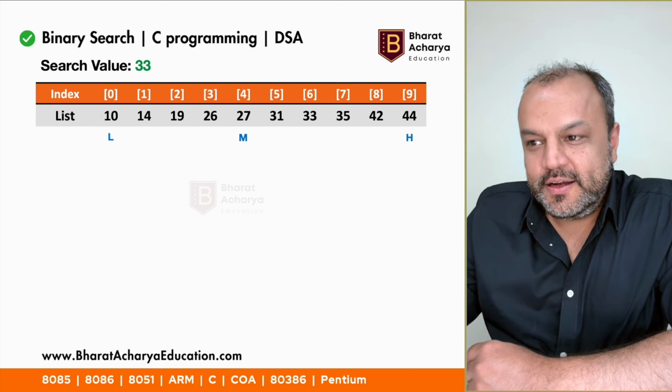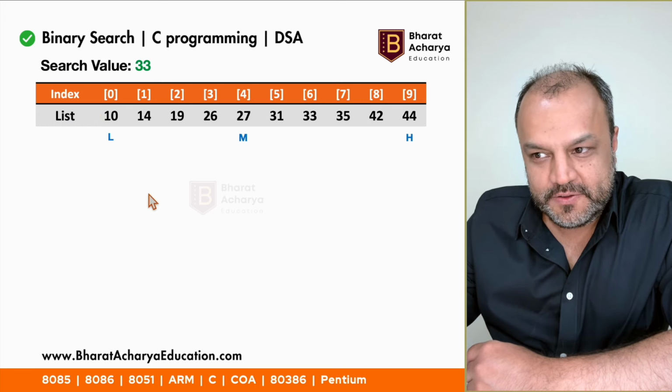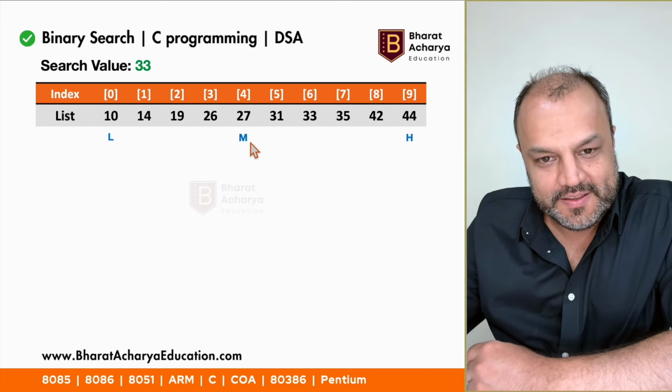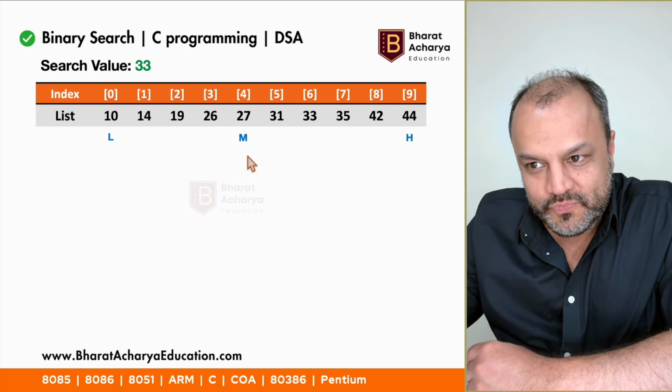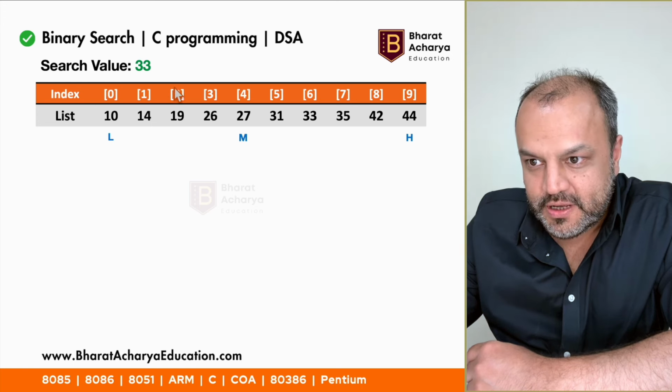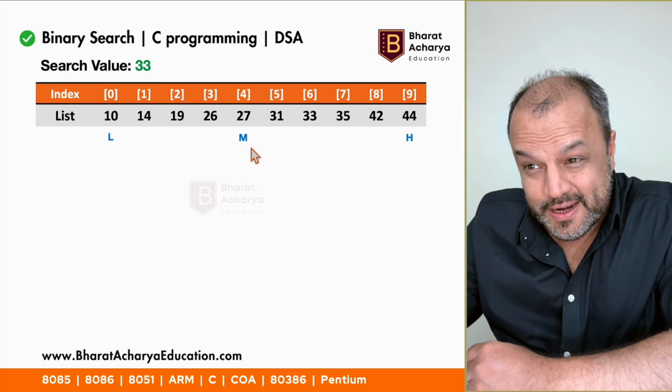Look here. 10 numbers. I'm looking for 33. This is my low. This is my high. This is the midpoint, 27. Okay. Compare 33 with m. Come on, now run the algorithm and show me. Compare 33 with m. 33 is greater than m.